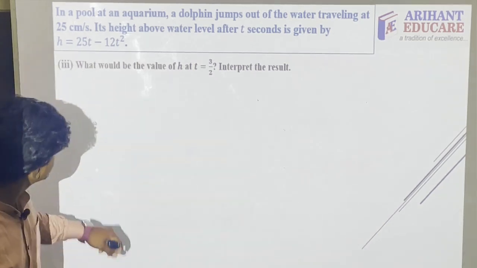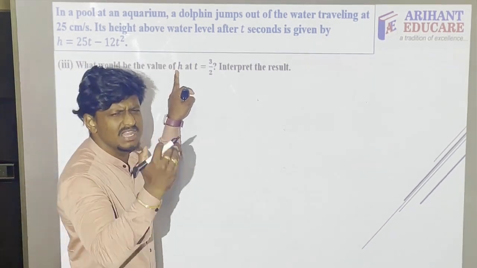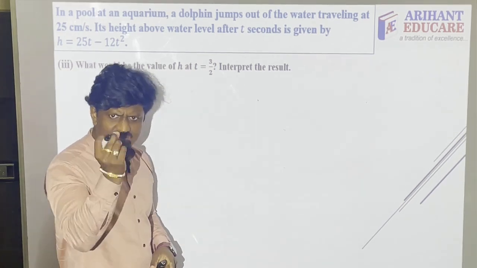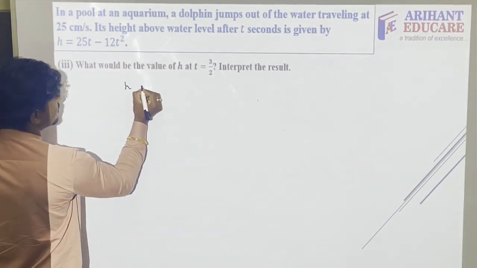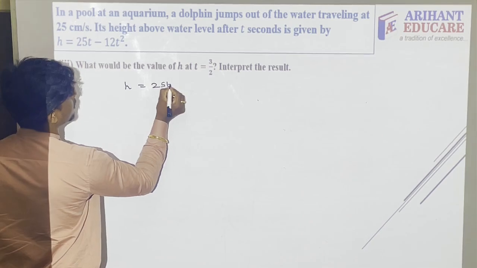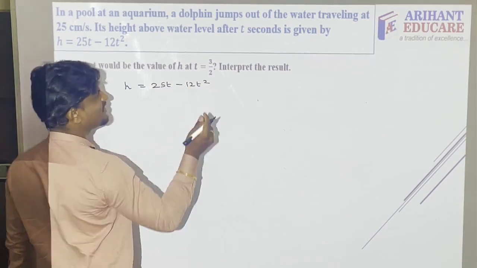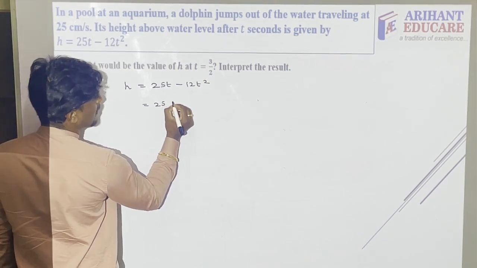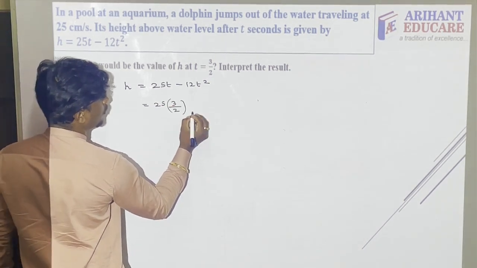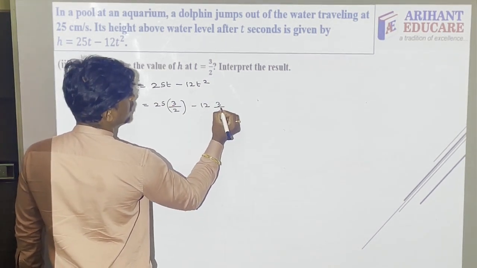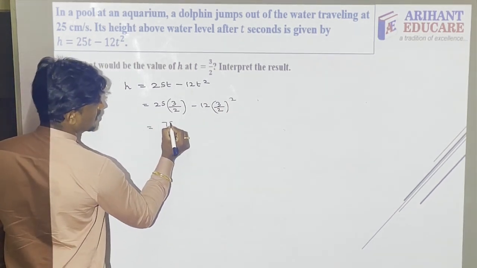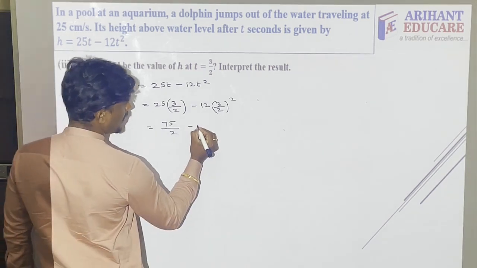Next question says, what would be the value of h, that is height, at t equal to 3 upon 2? 3 upon 2 is the time. Very simple. I've got the value of h. It's simple substitution because it's like finding the value of h when t is 3 upon 2. So 25, in place of t I'm going to substitute 3 upon 2, minus 12 into 3 upon 2 the whole square. Now 25 3s are 75 upon 2, minus 12 as it is.